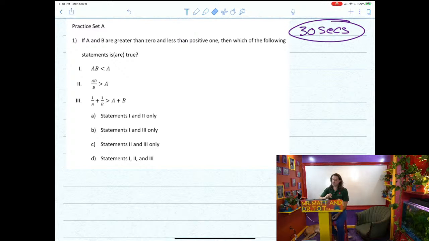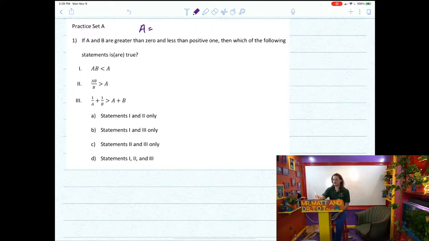If A and B are greater than 0 and less than positive 1, we could pick fractions between 0 and 1, evaluate, and select the true statements as the answer. We always want to try to solve conceptually, but as a fallback method, we could say that A is equal to 1/2 and B is equal to 3/4. Both are within the domain of being greater than 0 and less than positive 1. But let's also think about these conceptually, like I said.